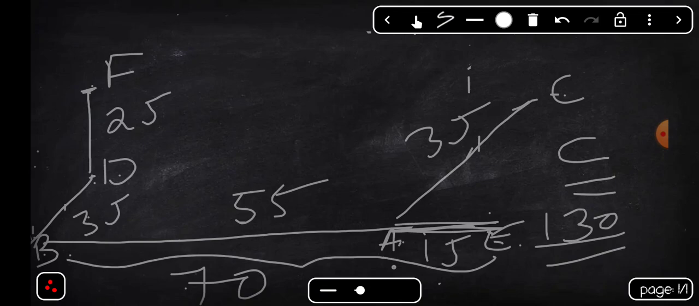Next, question number 3: which checkpost is the farthest to the southwest of D? This is D. Southwest, that means B.